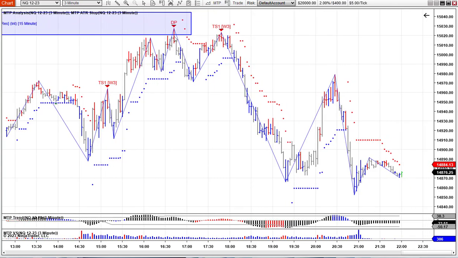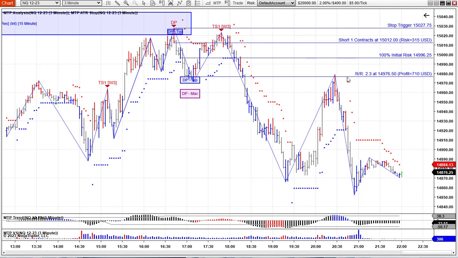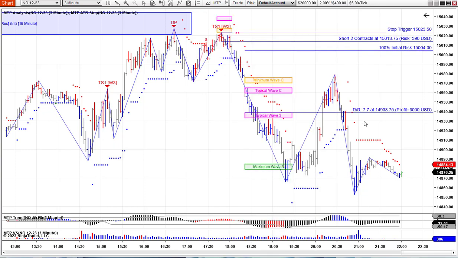So you'd have had, whoops, sorry, I didn't mean to do a DP there. You'd have had just over plus 2R there, and then just over plus 7.5R there. That would have been very good.